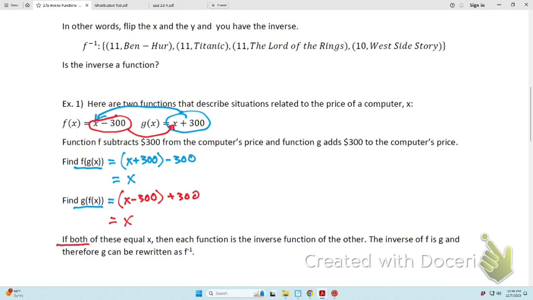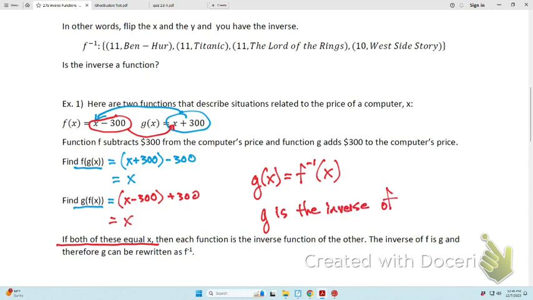Anytime both directions give you x, you are then allowed to say that one is the inverse of the other. So therefore, g of x equals f negative 1 of x. G is the inverse of f.